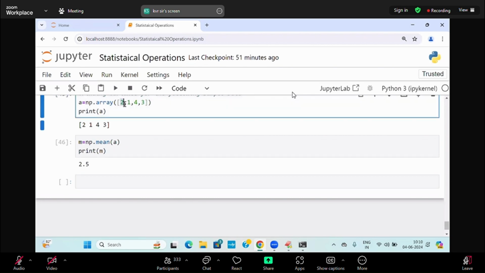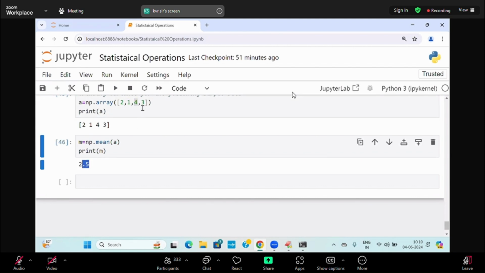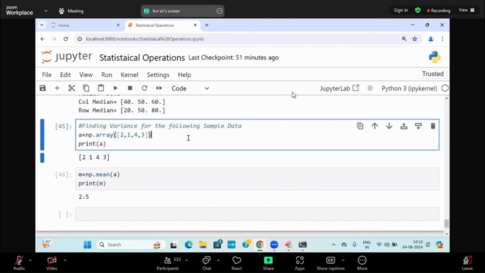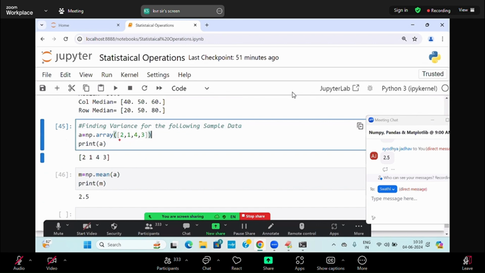Now, that 2.5 is the mean I got. I am using 2 minus 2.5 whole square, 1 minus 2.5 whole square, 4 minus 2.5 whole square, 3 minus 2.5 whole square. Are you following this? So how do you write it? This is x1, x2, x3, x4. What is the mean here?